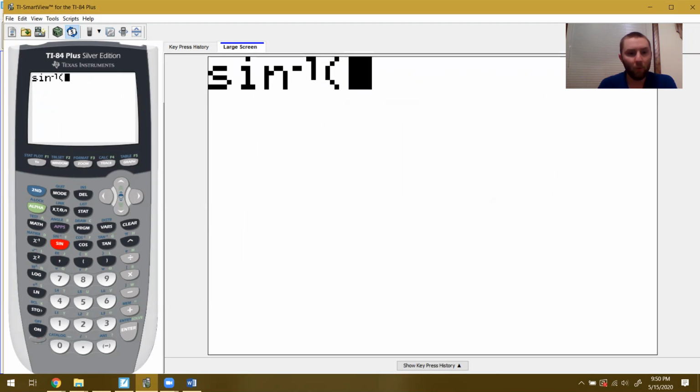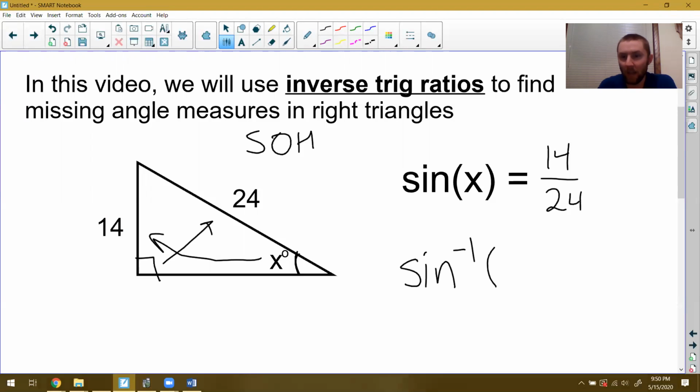So in order to find this angle x, I do the sine inverse of the fraction that I know the sine is equal to. In this case, it's sine inverse of 14 divided by 24. That is going to give me x. Basically, taking the sine and turning it into the sine inverse allows me to flip around the x and the fraction. The fraction goes in the parentheses, the x is over here, and now it's a sine inverse. Backwards, flipped around, sine inverse.